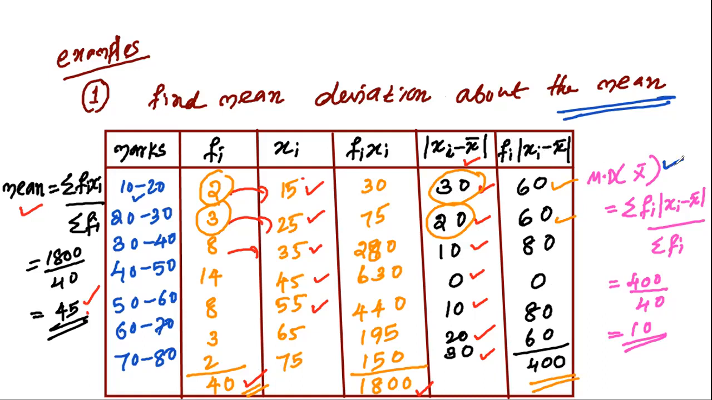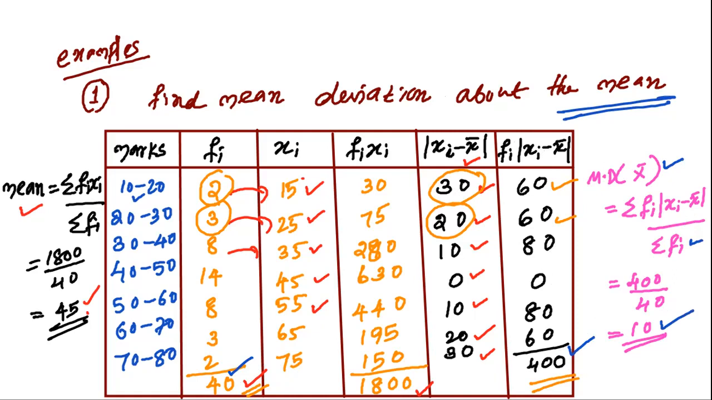Mean deviation about the mean is equal to sigma fi into modulus of xi minus x bar, divided by sigma fi. This formula we are using for grouped data. So the numerator we already got here is 400. The denominator we know is 40. 400 divided by 40 is equal to 10. It will be the mean deviation about the mean of this grouped data.